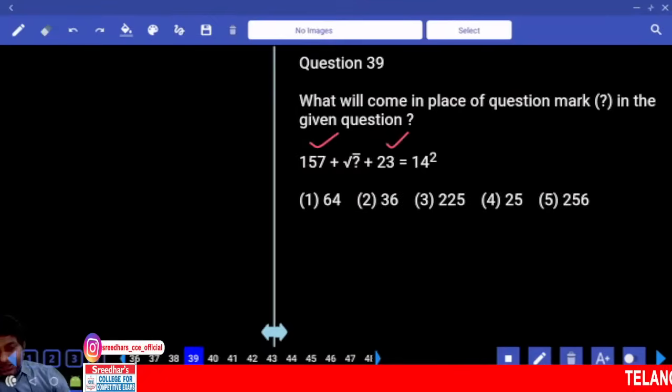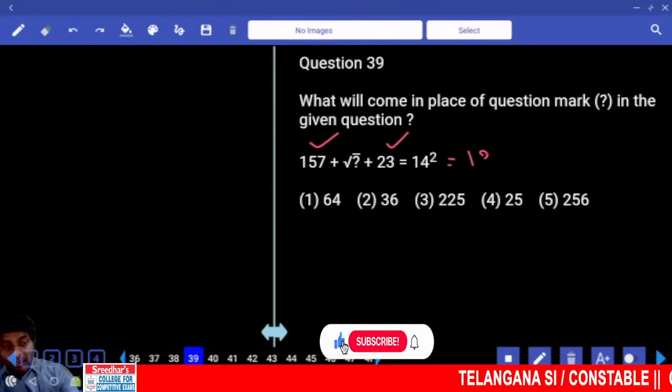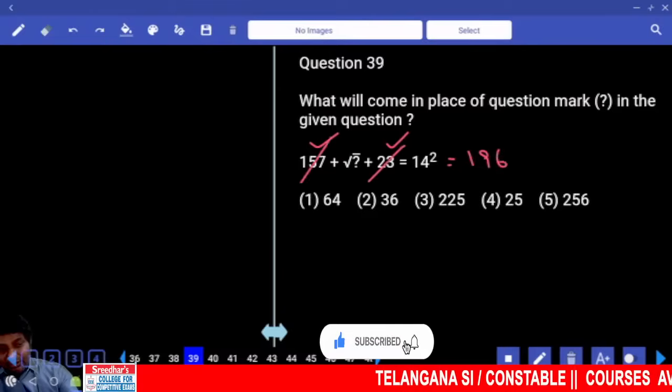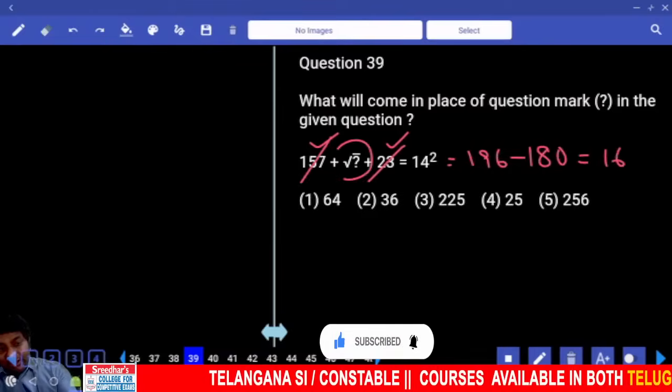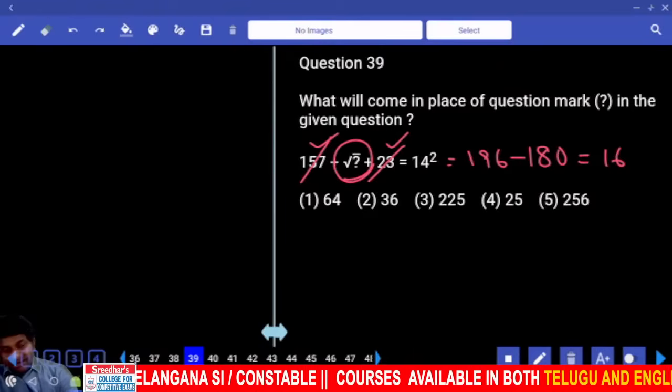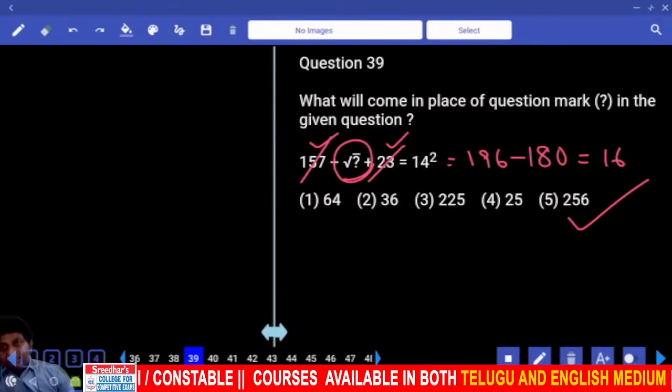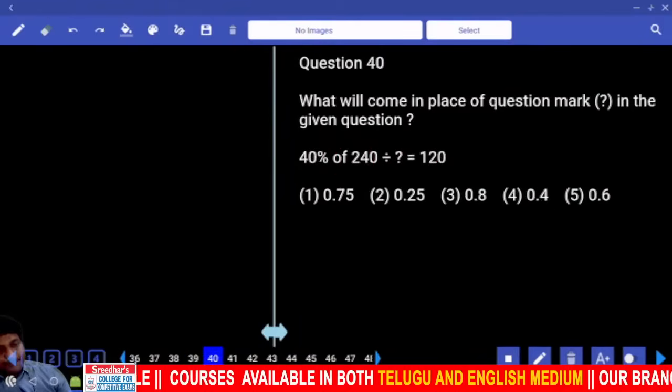Sum of these two numbers 180. 14 square. 196. 180 goes to the other side, which is equal to 16. Root x is equal to 16. X is equal to 16 square, 256.